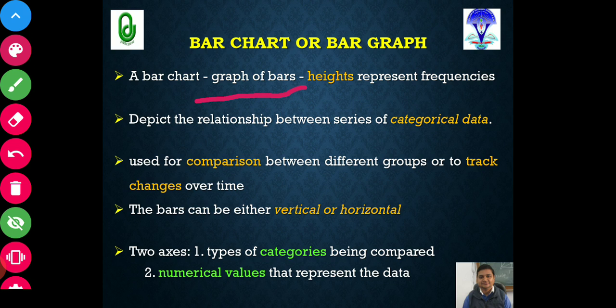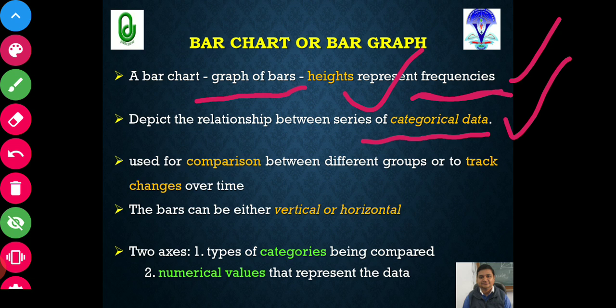bar, the height of the bar is representing the frequency. This is a very important point. A bar chart or graph is a collection of bars, and the height of the bar is representing the frequency. The bar depicts the relationship between a series of categorical data. This is also a very important point. So these two points you have to remember: height represents the frequency, and the bar represents the categorical data.